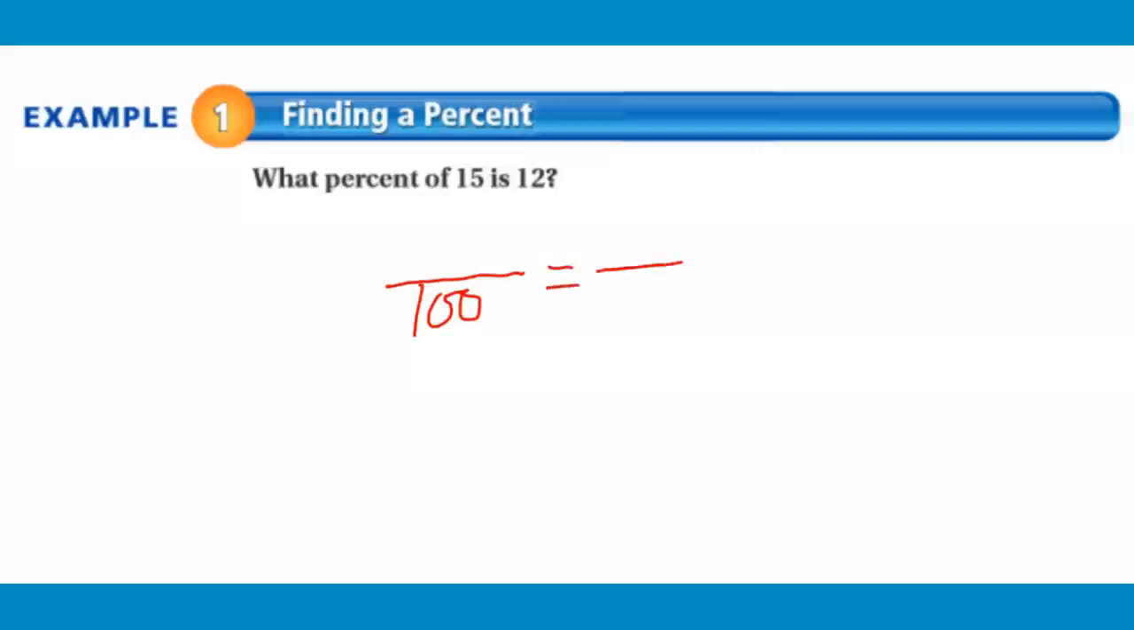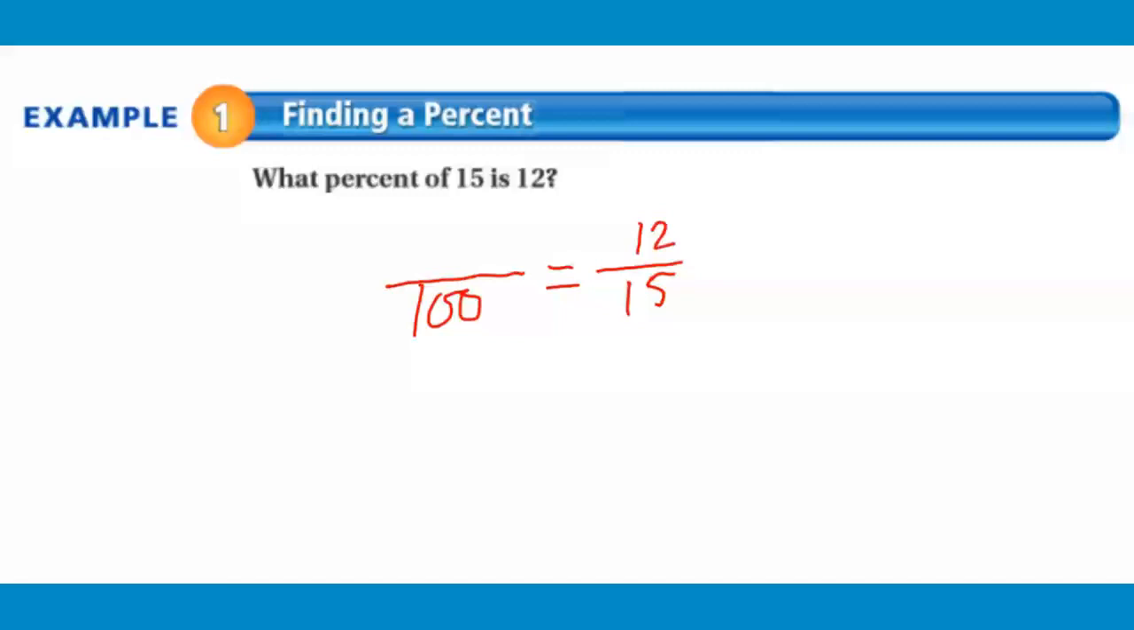The other side, now I have to decide, is the 15 the whole amount of the number or part of the number? So it says what percent of 15? So 15 is the whole number. So that's going to go on the bottom, matching the whole percent over here on the left. The part is 12, so 12 goes on top. So the thing I don't know is what percent.